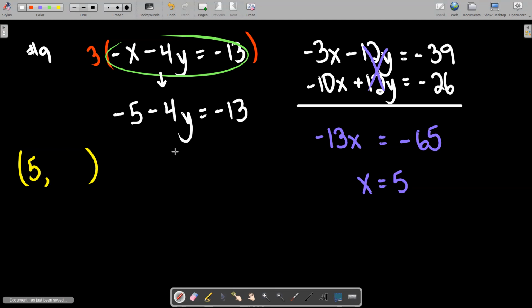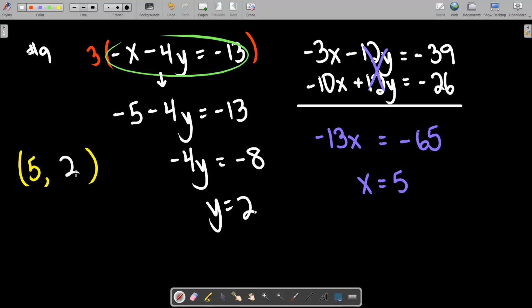Yeah, so you don't really worry about that sign stuff right yet. And I kind of don't either, but it's nice sometimes. It just feels nice to do it a little different. So leave the negative 4y. If I add 5 to negative 13, I get negative 8. Like that. And then I divide and I get y equals 2.